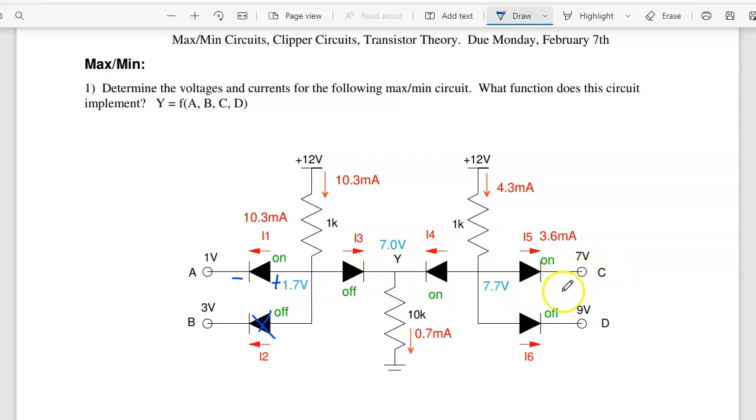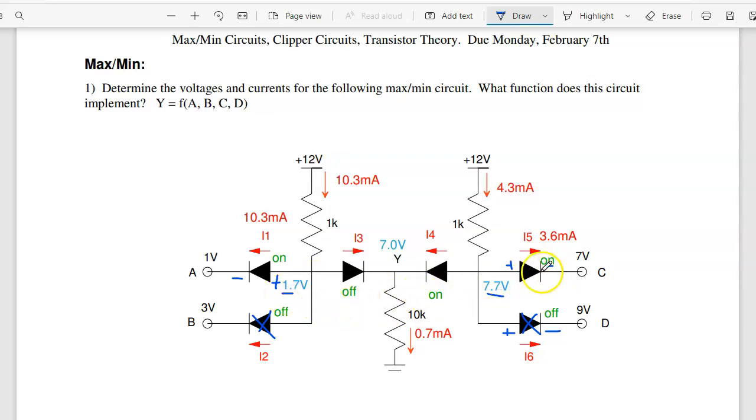Now let's go over on the right-hand side. If diode D is on, this is 9.7 volts. Again, that can't happen. 9.7 turns on this diode. If diode 5 is turned on, I get 7 plus 0.7, 7.7 volts.